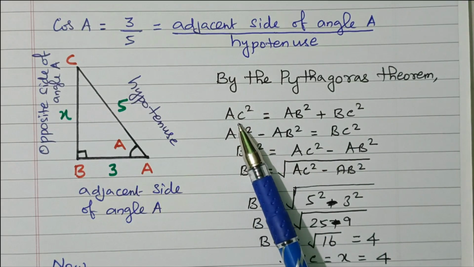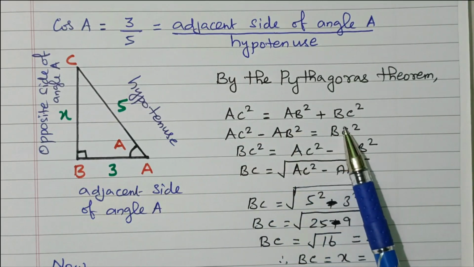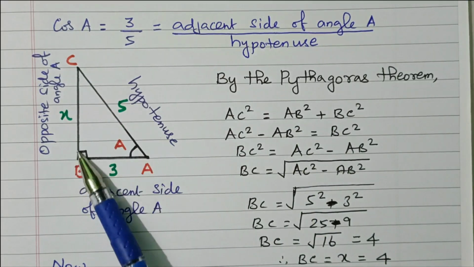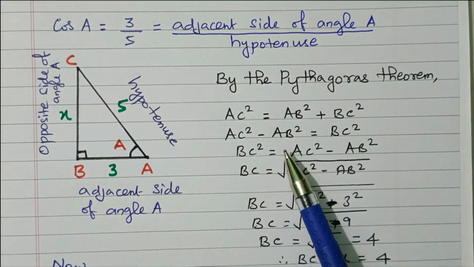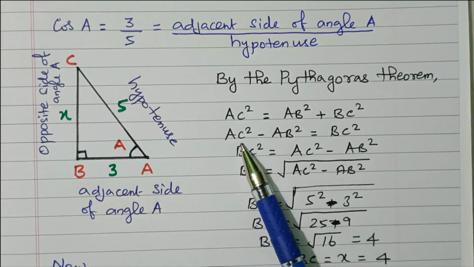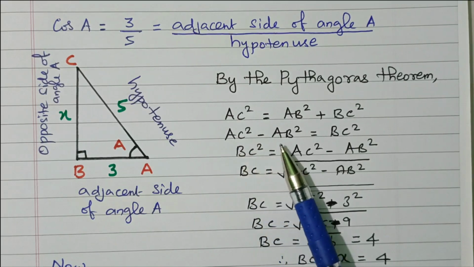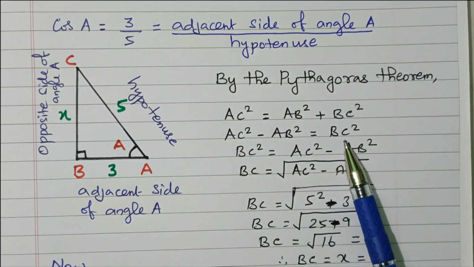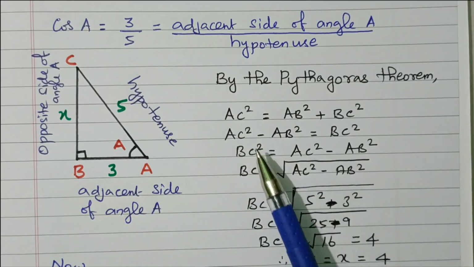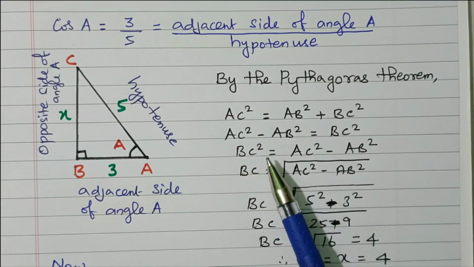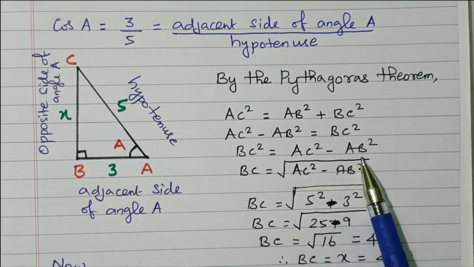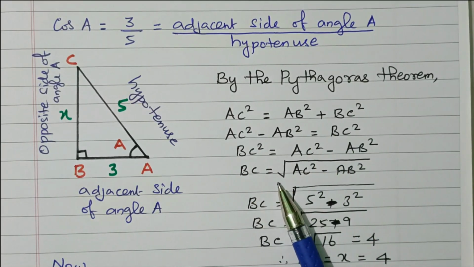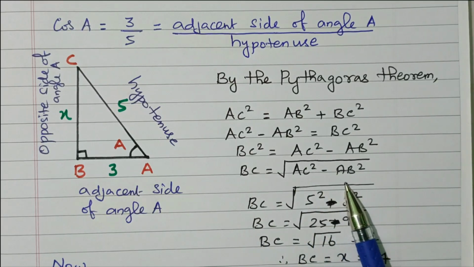So Pythagoras theorem is nothing but AC square equal to AB square plus BC square. That is AC square, this hypotenuse, equal to AB square plus BC square. That is the basic Pythagoras theorem. But what we need is BC square. Right? So we bring AB square to this side. AC square minus AB square equal to BC square. Rearrange the given expression. BC square equal to AC square minus AB square. Take square root on both sides. So BC equal to square root of AC square minus AB square.